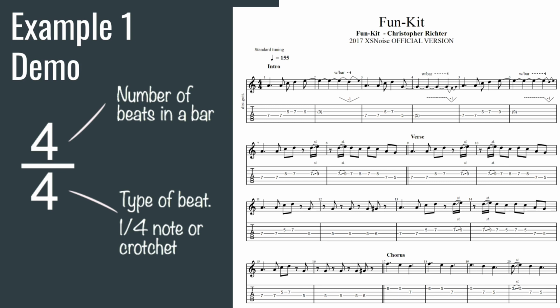It's time to listen to an example of a song in 4/4. This is an instrumental called Fun Kit, and if you listen to the beat, you will hear it count through 1, 2, 3, 4 at 4 crotchet beats per bar. So have a listen through.